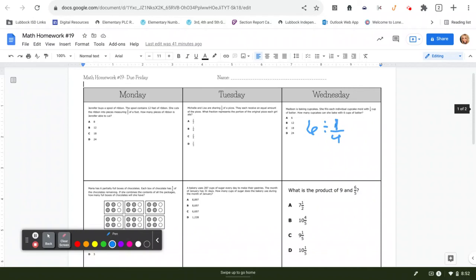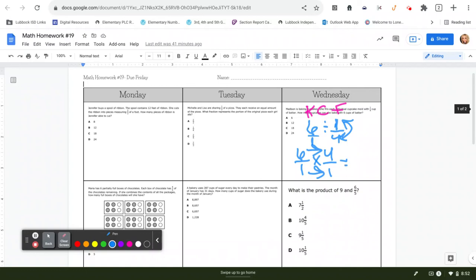So let's do keep, change, flip on this one. So we can keep it, change it, flip it, right? We're going to keep it the same. We're going to change it. We're going to flip it over to our reciprocal. We're going to multiply straight across, okay?